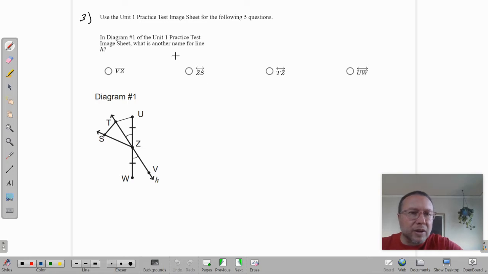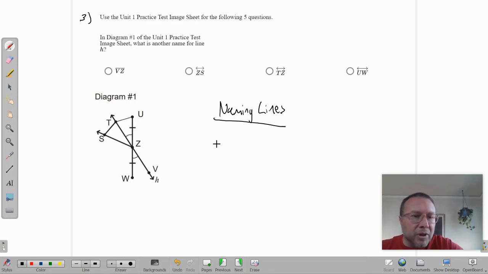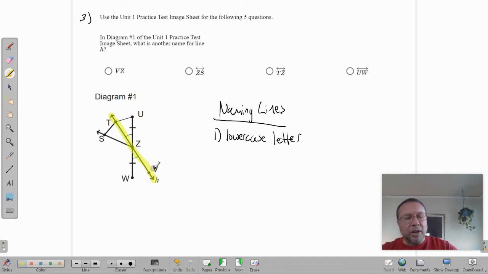Number 3, it says, what is another name for line H? So we have a couple different ways that we name lines. I'm just going to make a note here: naming lines. When we name lines, there's 2 ways we do it. One is with a lowercase letter, which is what they've done here, they named it H. So line H would be this line right here. I'm just going to go ahead and highlight that. So that's one way that we could name it.